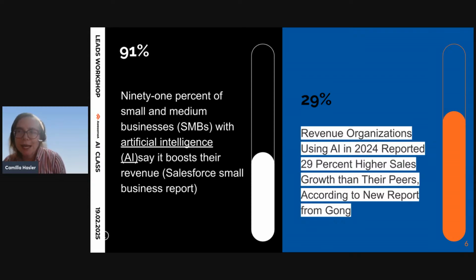Did you know that today 91% of small and medium businesses with AI say that it boosts their revenue? And this is according to the Salesforce Small Business Report. So almost every single one of these companies using AI say it does boost revenue. And then 29% is the percentage of revenue growth that organizations using AI in 2024 reported compared to their peers, according to the Gong report. And of course, Gong is one of the leading reports and sources for sales and analytics, because what the Gong platform is doing is analyzing what makes sales calls successful and convert more.